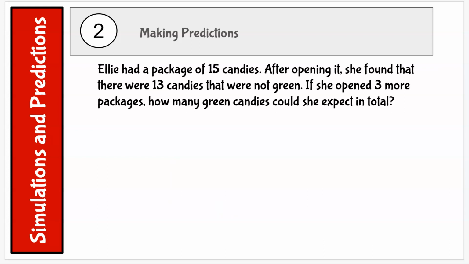So Ellie had a package of 15 candies. After opening it, she found out 13 candies that were not green. So I could write that 13 out of 15 were not green. Which means 2 out of that 15 were green. So if she opened 3 more packages, how many candies would she expect to be green?